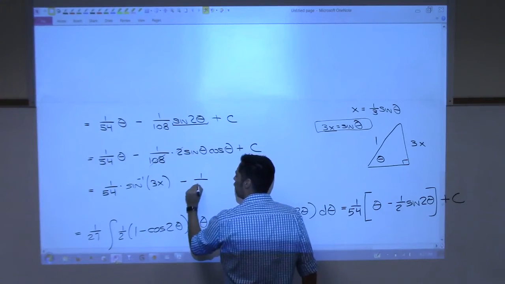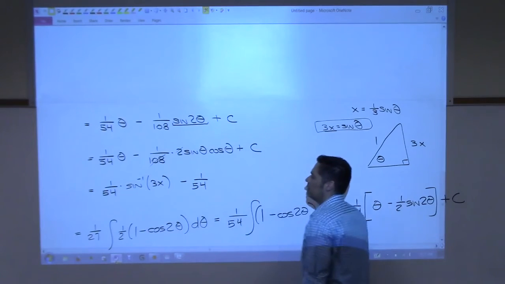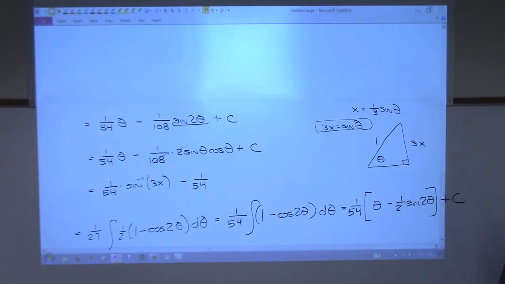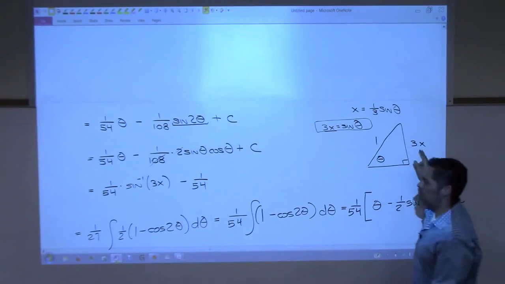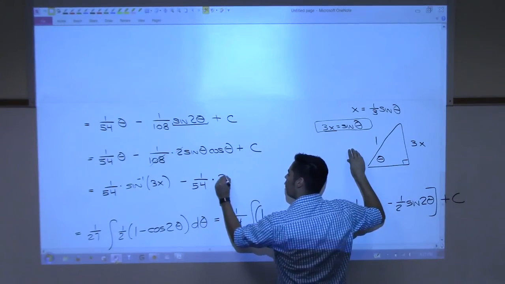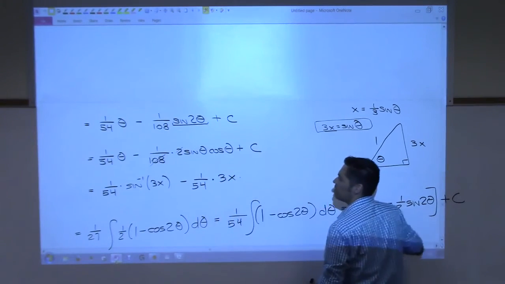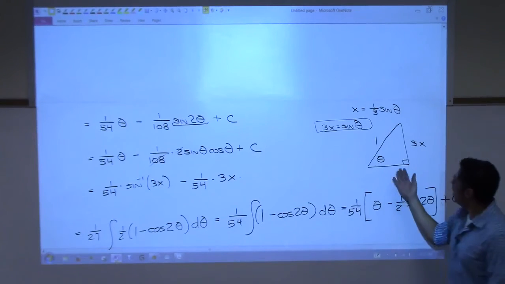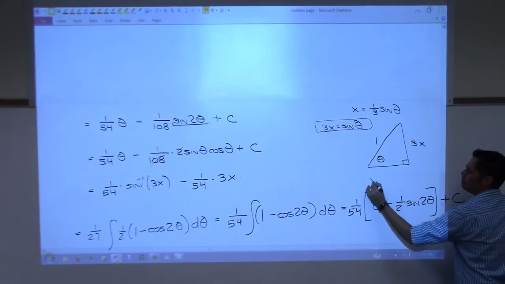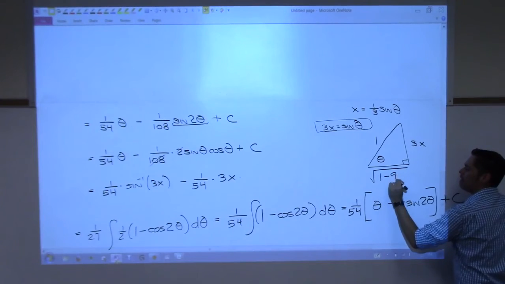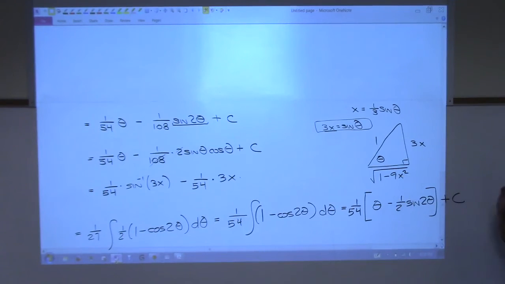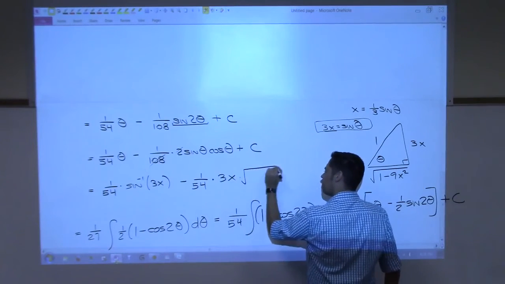Reduce out again. 1 over 54 comes back. And sine theta, we already kind of knew what that was. It was 3x, right? What about cosine theta? I never got this side, did I? It's the square root of 1 minus 9x squared. So cosine should be this over this? Yeah. And we're there.